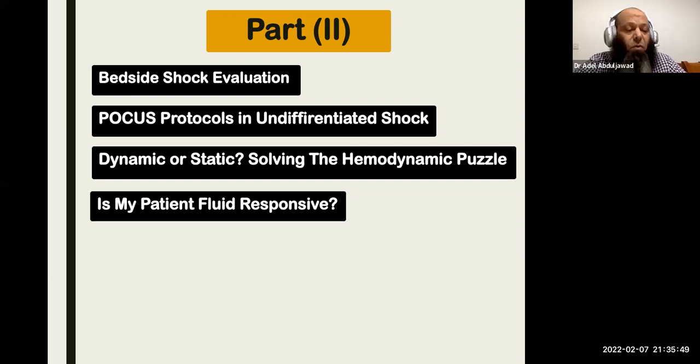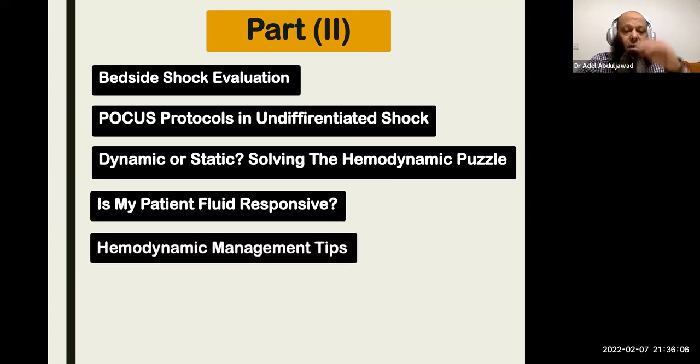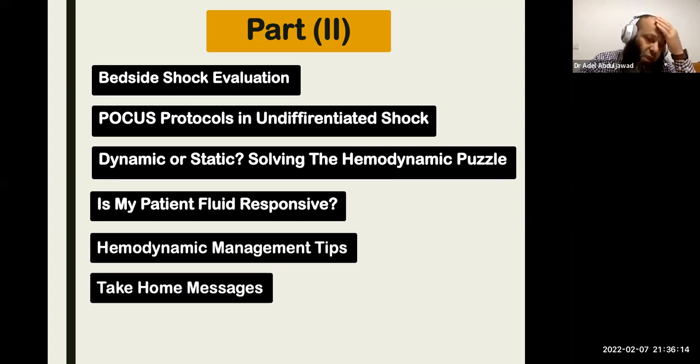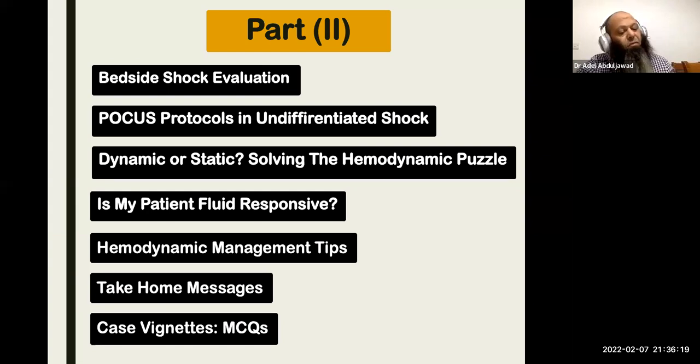Fourth, we will answer the question: when you face a critically ill patient who is crashing or hypotensive, you want to answer whether this patient is fluid responsive or unresponsive. Then we will move to some hemodynamic management tips. We will conclude with the take-home messages as usual. Then, if we have time, we will brainstorm with the attendees 1 or 2 case vignettes like the first part.